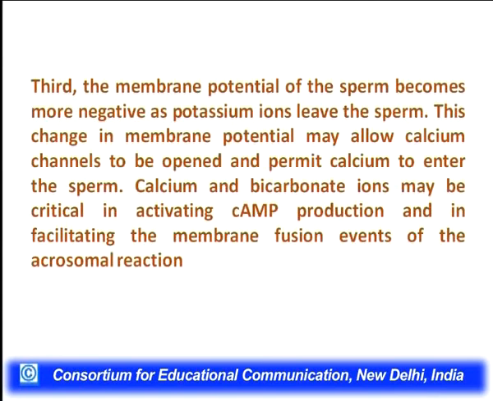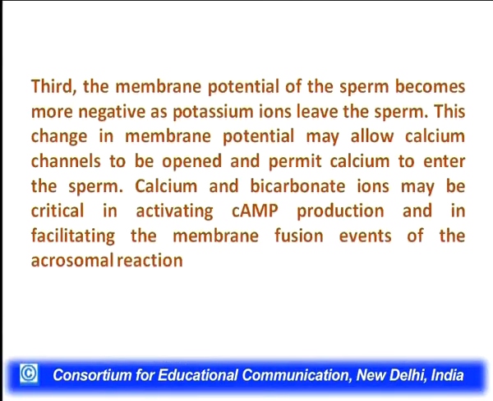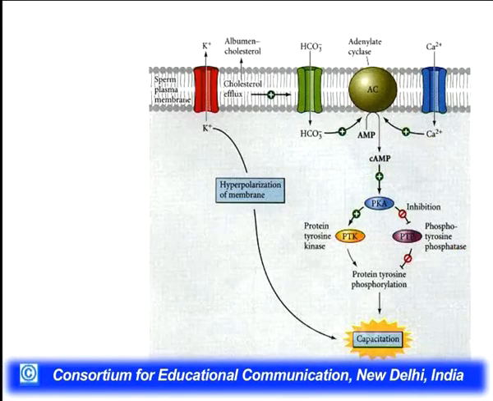The third important physiological molecular change is that the membrane potential of the sperm becomes more negative as potassium ions leave the sperm. So, there is a change in the electrochemical gradient of the ions. This change in membrane potential may allow calcium channels to be opened and permit calcium to enter the sperm. Calcium and bicarbonate ions may be critical in activating cAMP production and in facilitating the membrane fusion events of the acrosomal reaction.